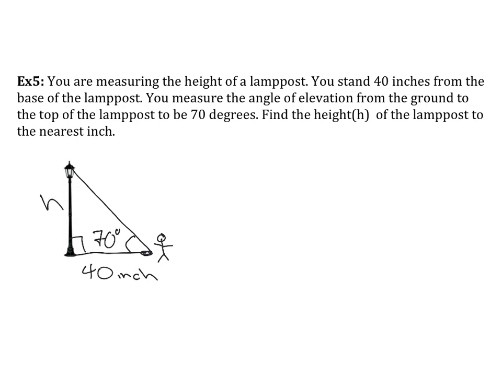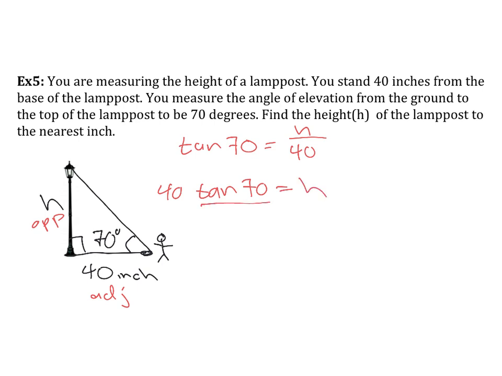We have a right triangle here, so we can go ahead and set this up using our tangent ratio. If we do so, we have h being the opposite side, which means that 40 inches is going to be your adjacent side. So we have the tangent of 70 is equal to h, or our opposite side, over 40, which is your adjacent side. And then if I have 40 times the tangent of 70 degrees, that's going to equal my height.